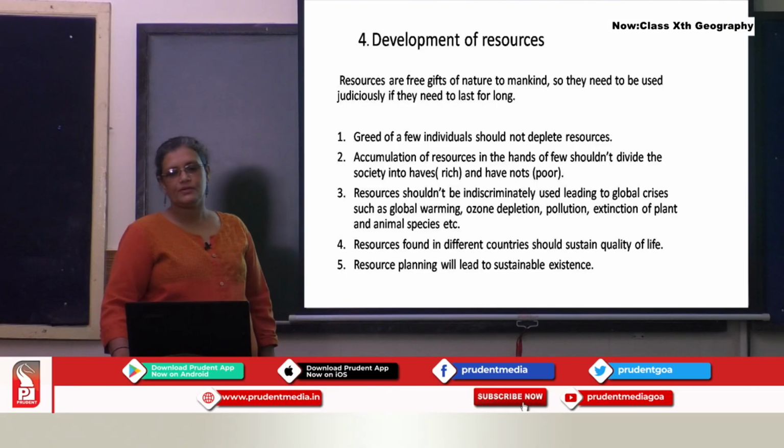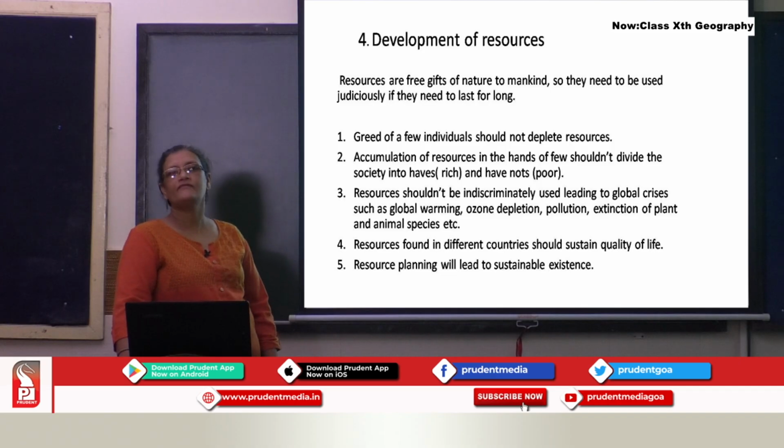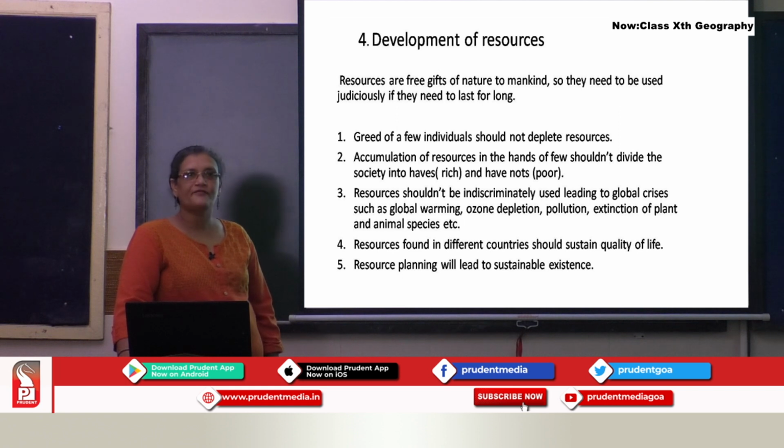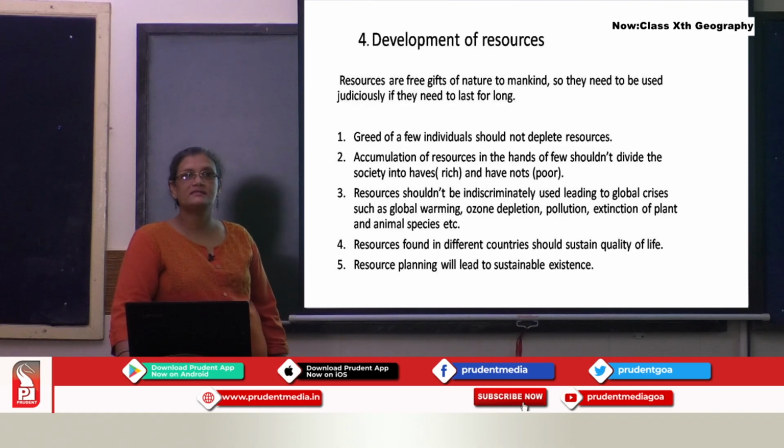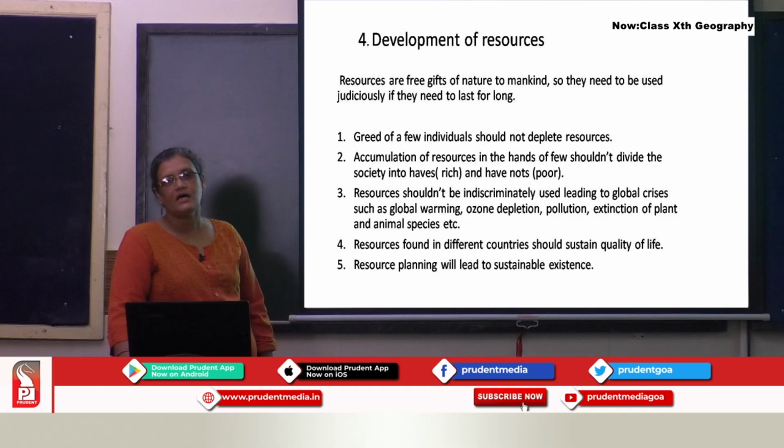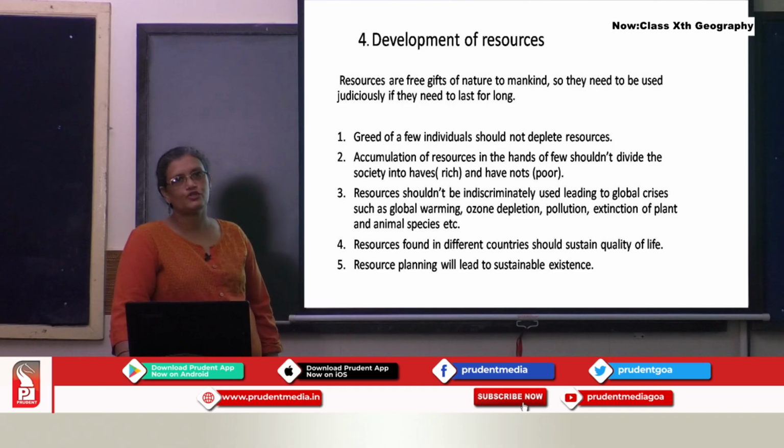The fourth point we come to is development of resources. How have we been able to develop these resources? See, resources are free gifts of nature to mankind. So, they need to be used very judiciously if we want them to last for a long time. So, what must we do? We should not deplete resources for the greed of a few individuals. Mahatma Gandhi had said, there is enough for everyone's need, but not for everyone's greed. So, greed is something we should do away with when it comes to usage of resources.